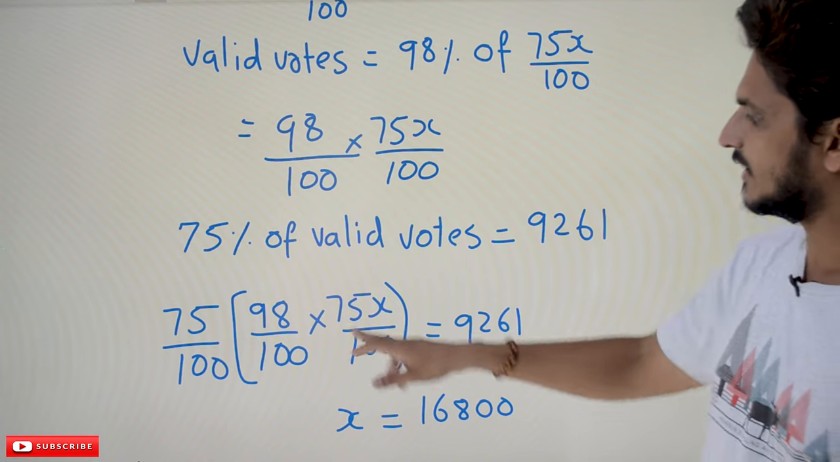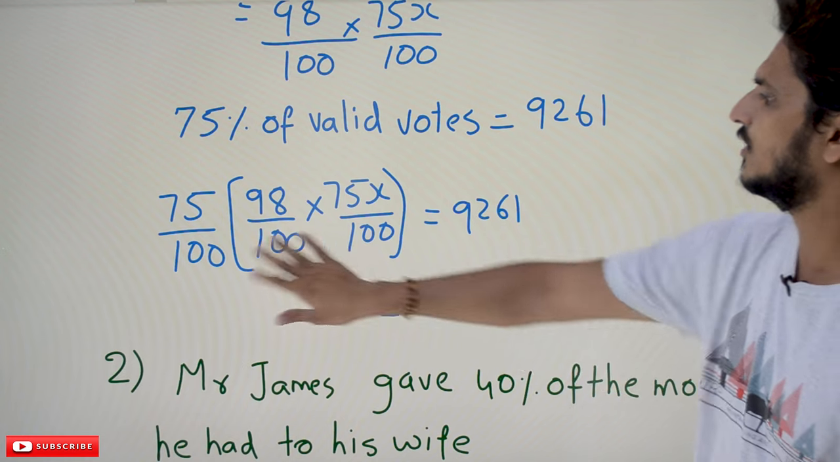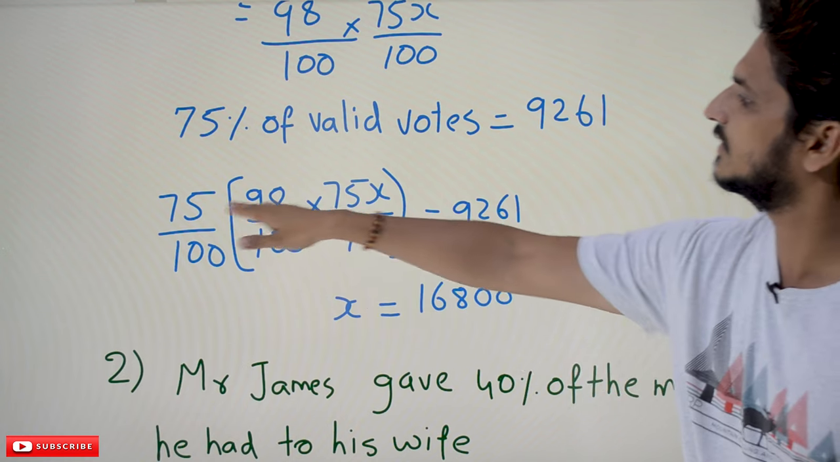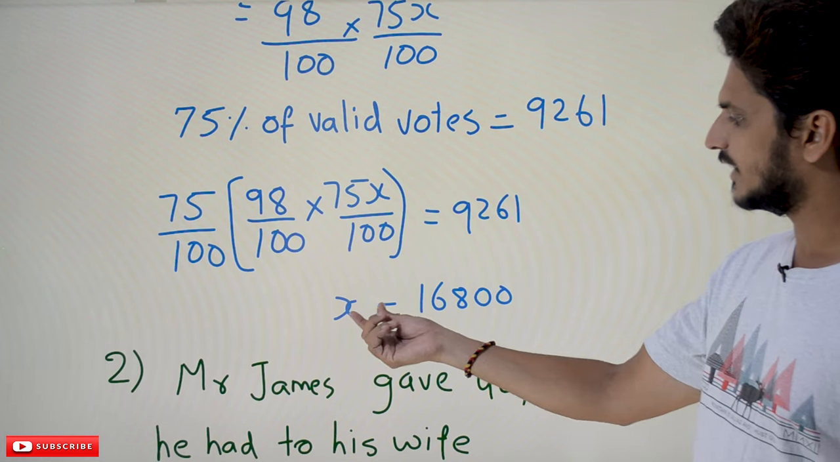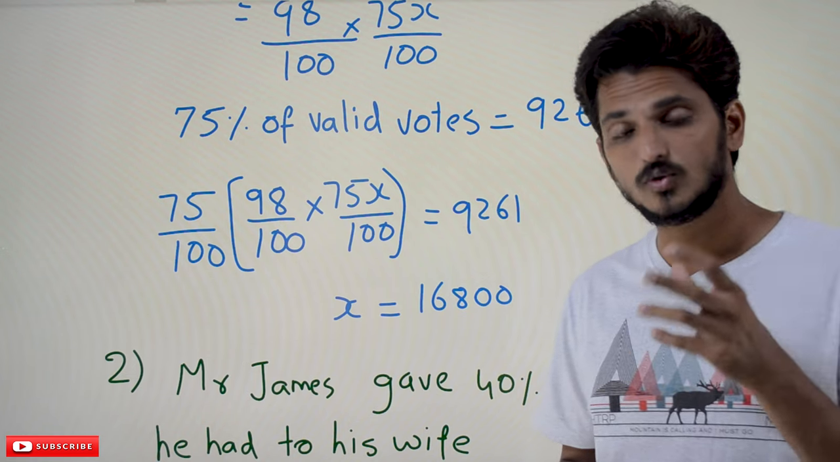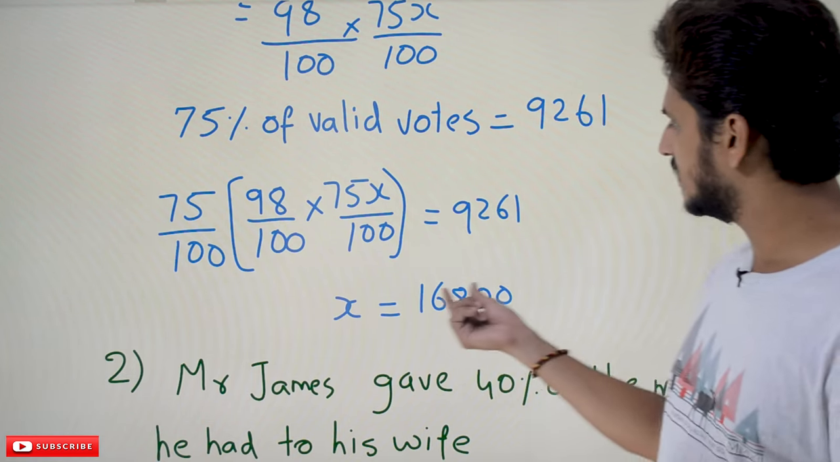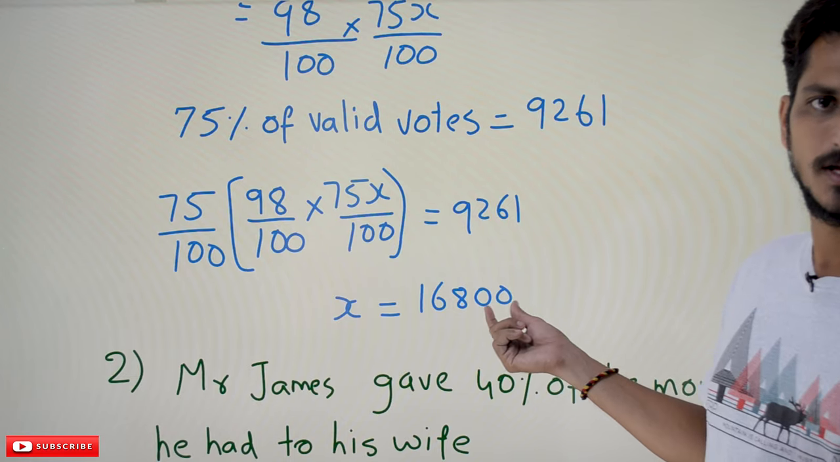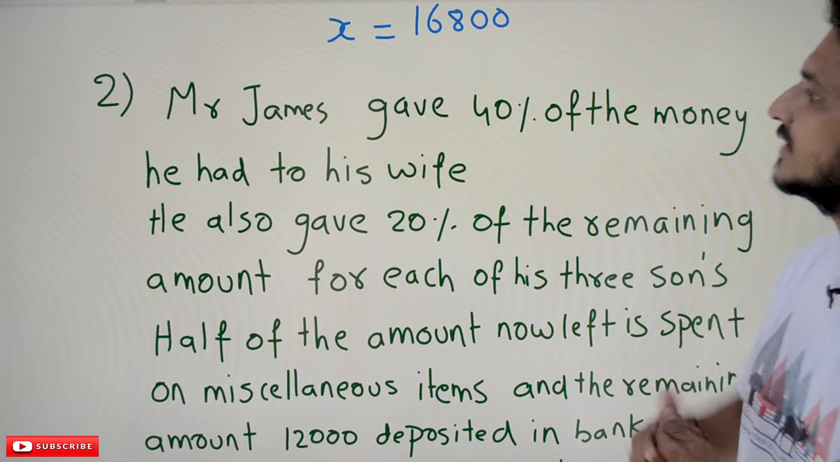So 75 by 100 multiplied by 98 by 100 multiplied by X, if you solve this, the 100s go to the other side and the 75 and 98 go down. You get X is equal to 16,800. This is the total number of voters registered for the election. This is how we need to solve percentage examples. We will do one more example for better understanding.